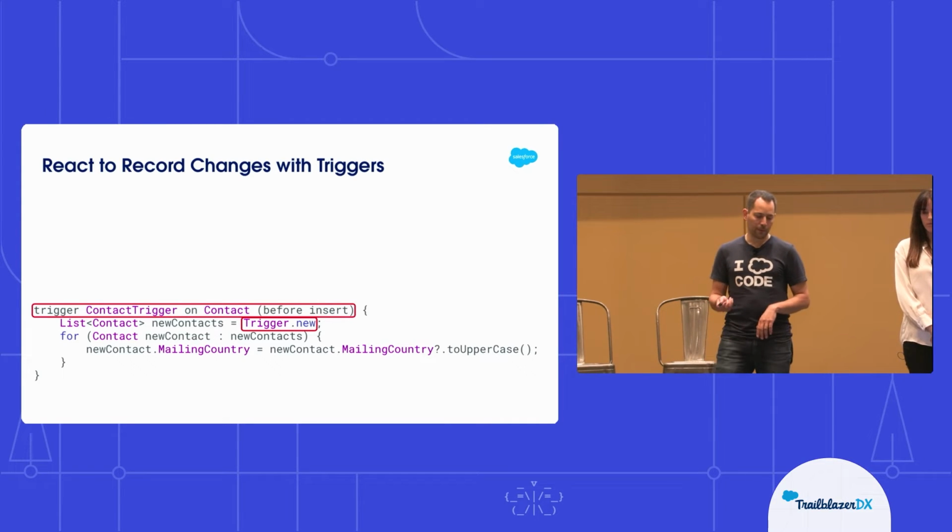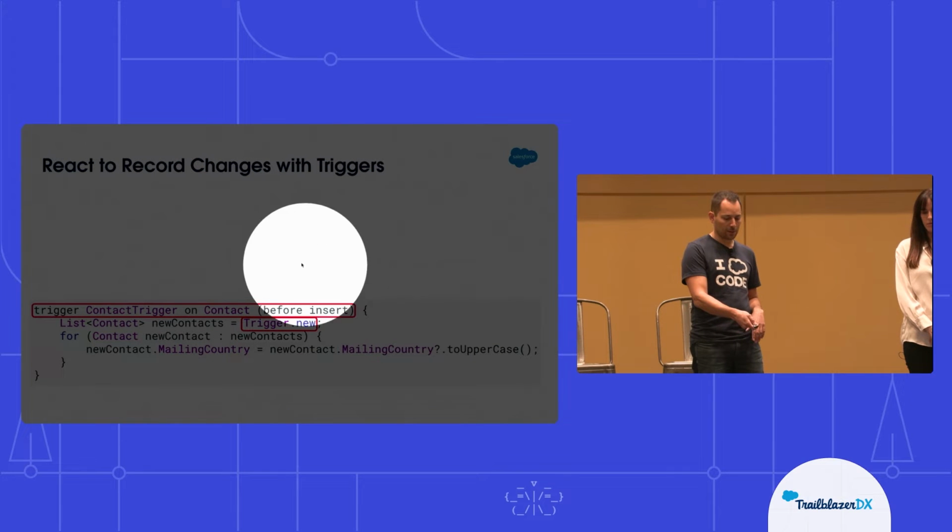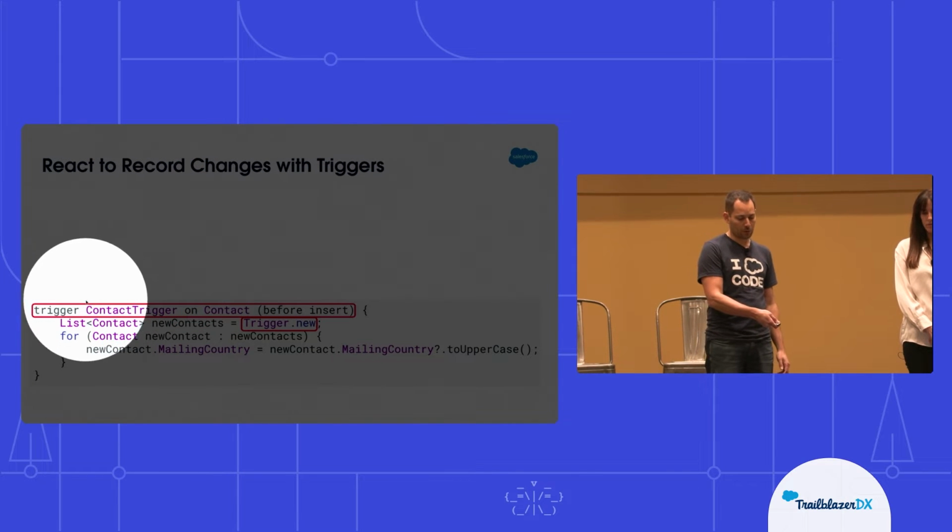Now, the trigger is built with the trigger keyword, so that's going to be different from a class, but after that, the structure is a bit similar to a class.